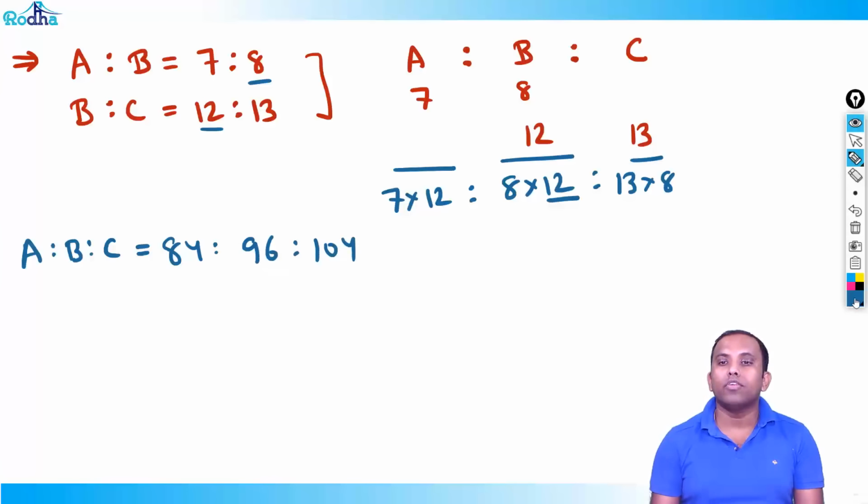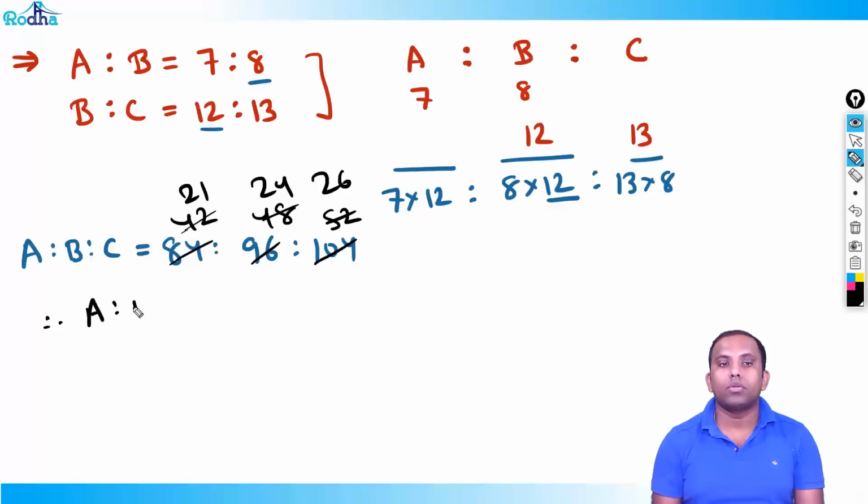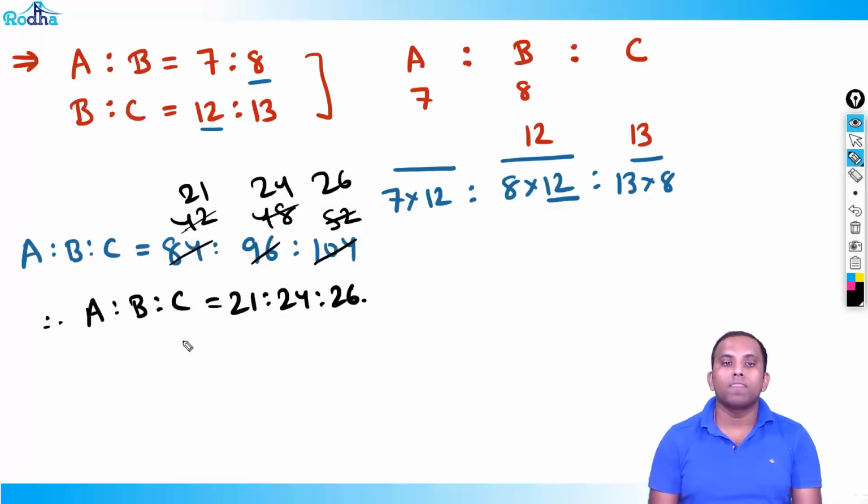Now here itself you can cancel the common factor. It will be cancelled by 2, so 42, 48 and 52. Another time with 2, that is 21, 24 and 26. Therefore, A is to B is to C is 21 is to 24 is to 26. That means A is getting 21 parts, B is getting 24 parts, and C is getting 26 parts. Very important point, to combine two ratios.